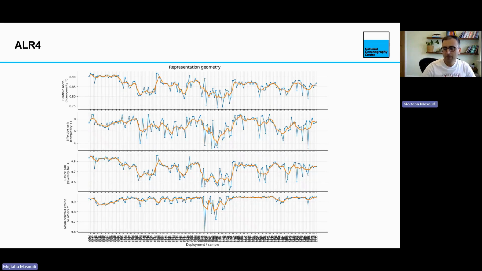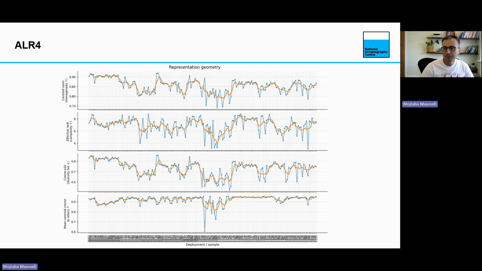Here I was showing how the deployments can vary based on the different parameters. As you can see, the centroid norm and the cosine of the P10 similarity are relatively following the same trend, but effective rank can vary.